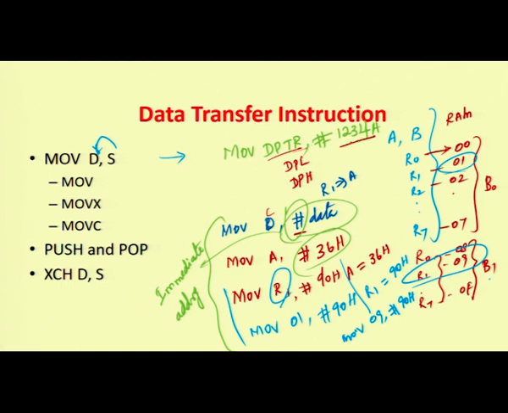So, the given 16-bit data, which is 1, 2, 3, 4, also has lower byte data and higher byte data. This 34 is a lower byte, 12 is a higher byte. So, the corresponding data will be loaded in the corresponding register: 34 is loaded in the lower register, the higher byte 12 is loaded in the higher register. Okay. So, this way only the data is initialized.